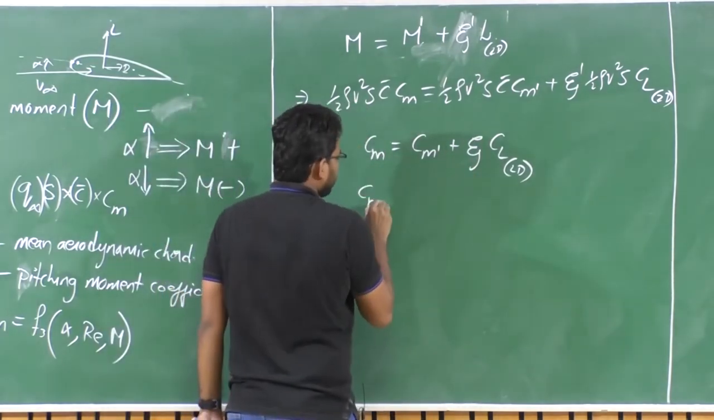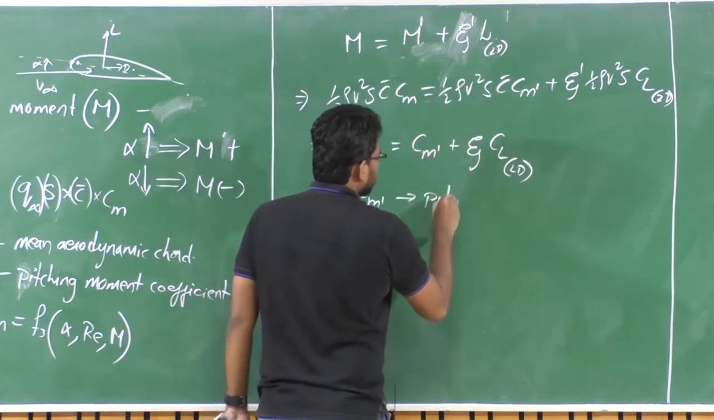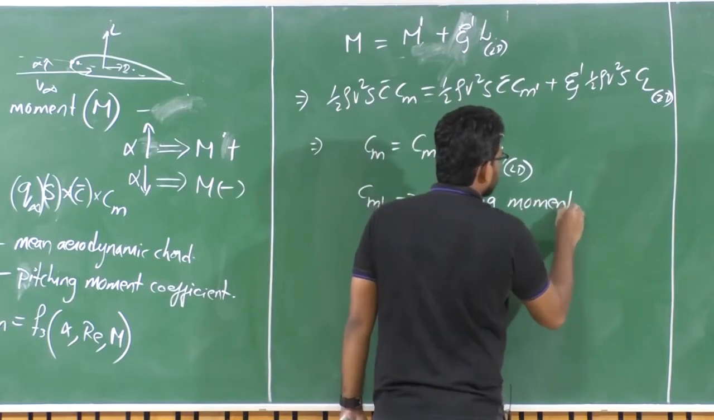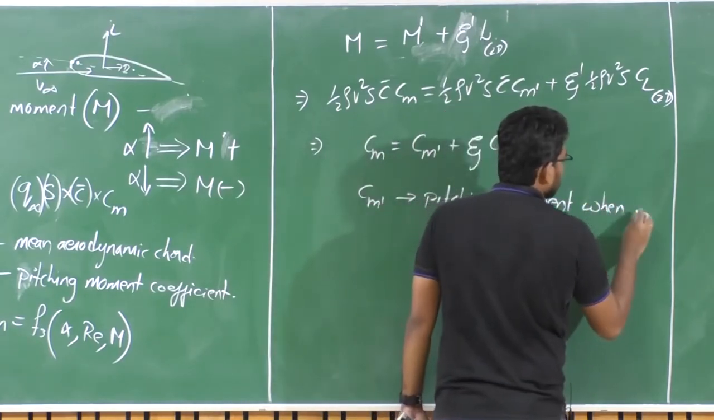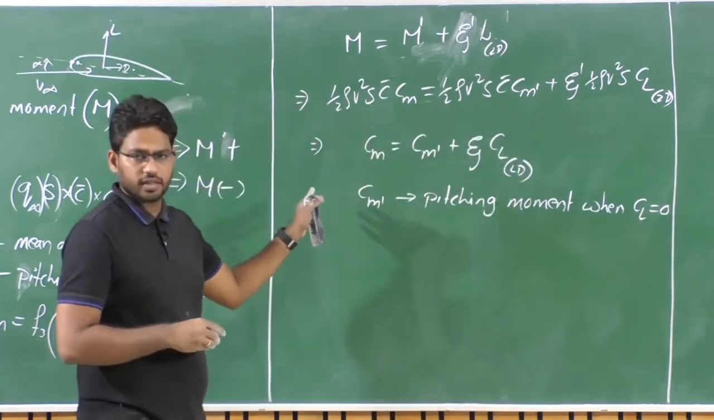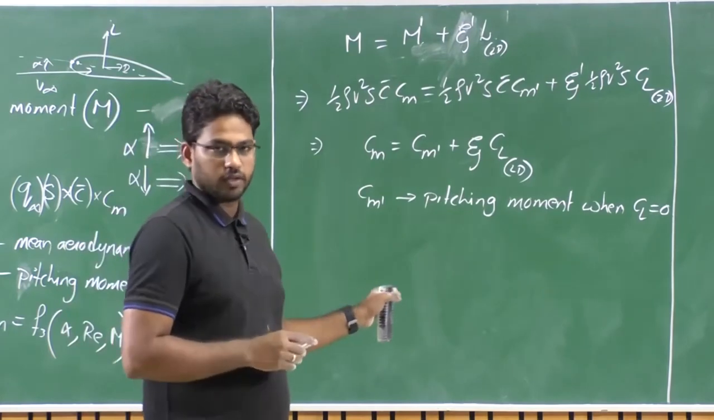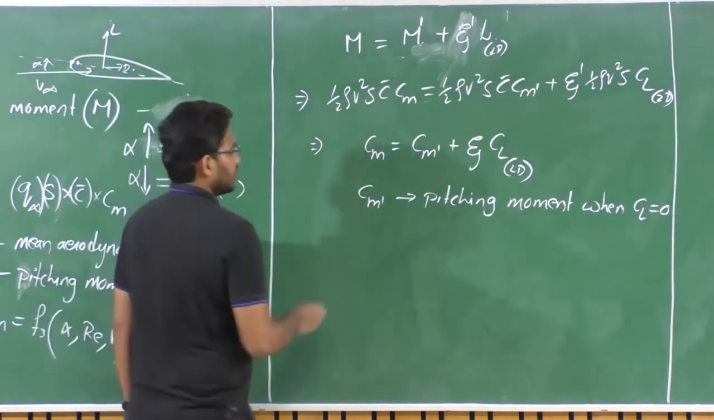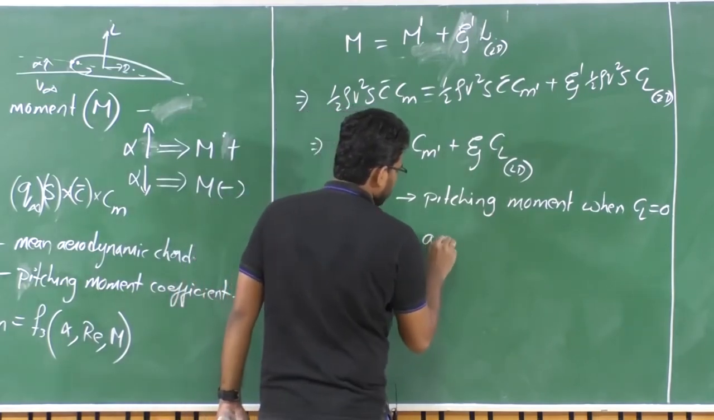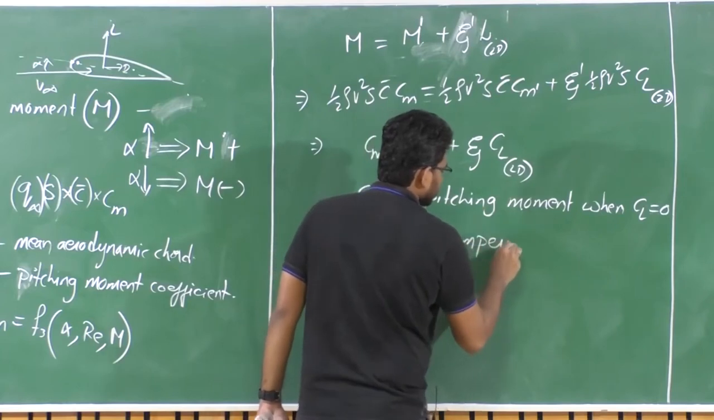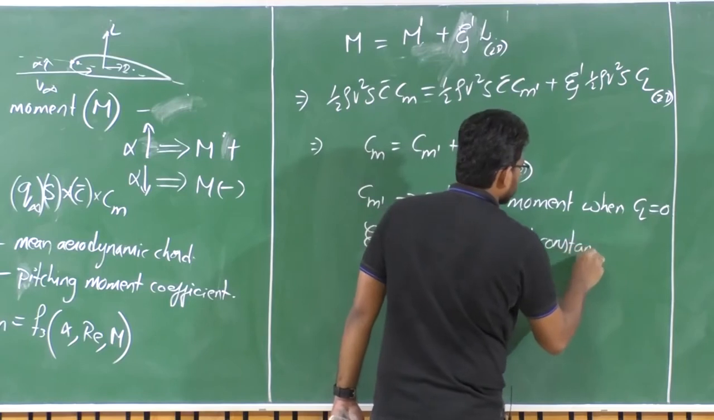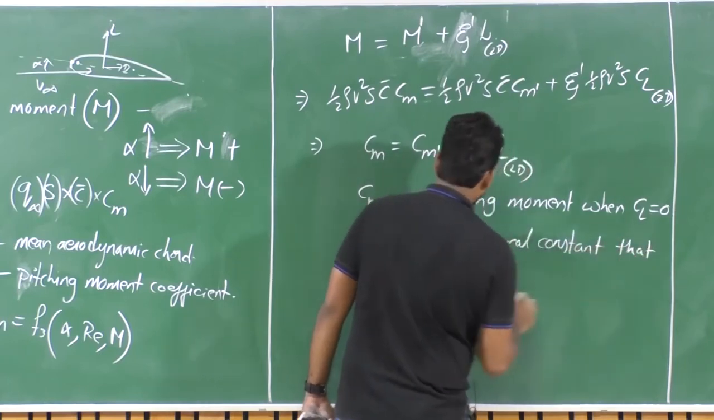Where CM prime is the pitching moment when CL is 0. We will see whether such a thing exists or not. And then what is the significance of the CM prime, and zeta? Zeta is an empirical constant that depends upon the moment reference point.